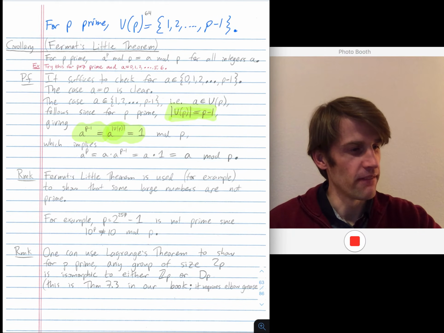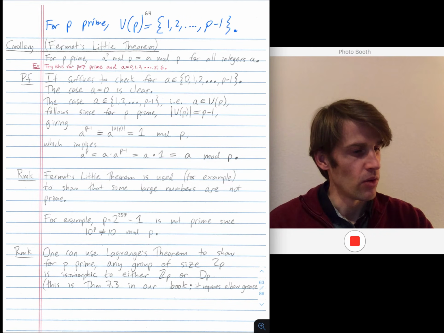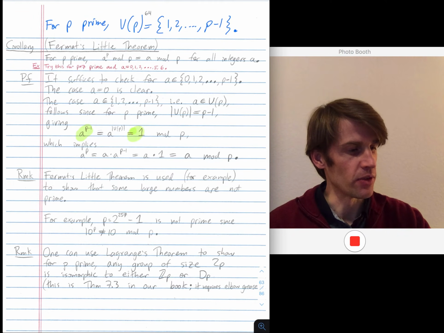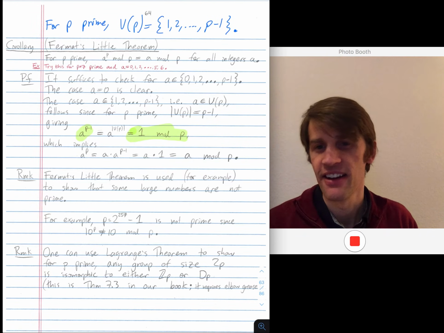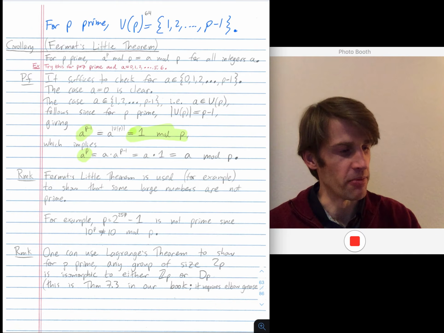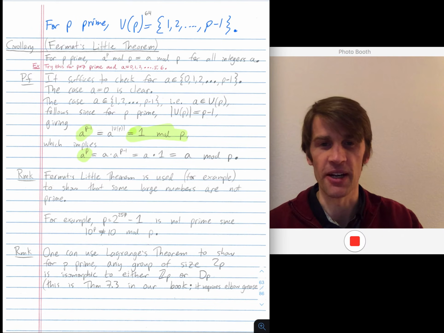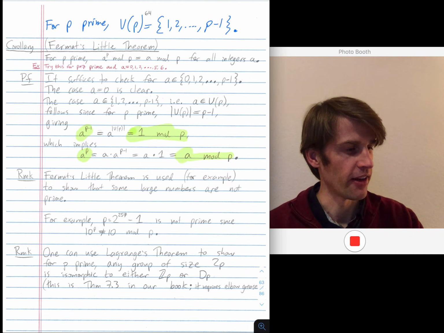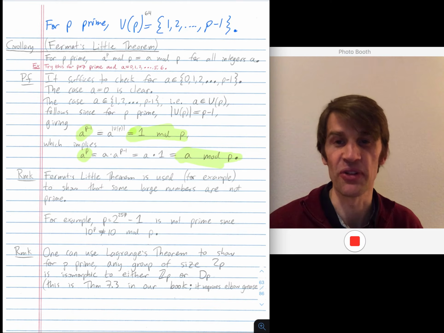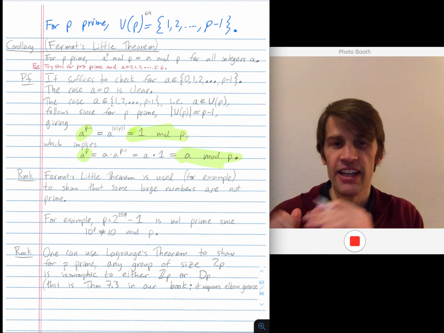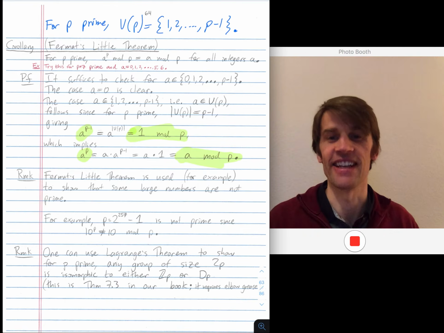So, in total, what do we have? We have that a to the p minus 1 is congruent to 1 mod p. Let's multiply both sides by a. The left-hand side just becomes a to the p, and the right-hand side becomes a times 1, or a, mod p. And that finishes off the proof now of Fermat's little theorem. We had that a to the power p minus 1 was congruent to 1 mod p. Multiply both sides by a to get a to the p is congruent to a mod p.